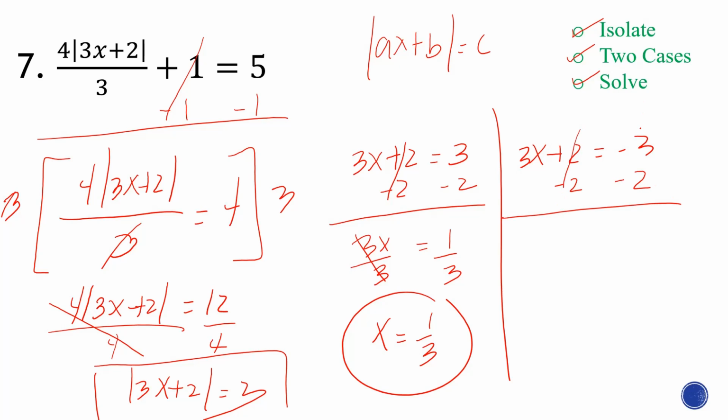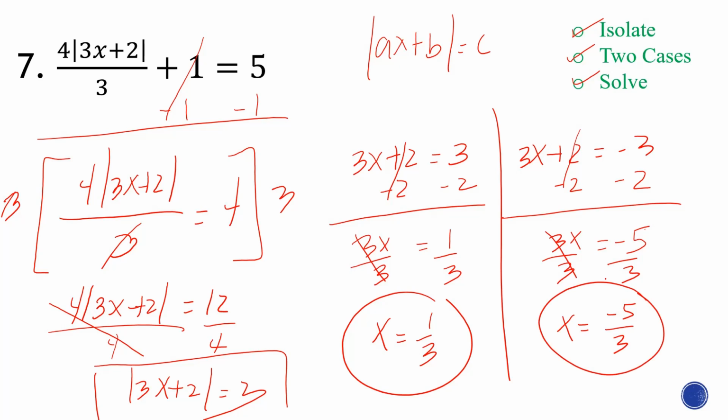Next, again, subtract 2 on both sides. They have the same signs. Negative 3 minus 2, we will consider 2 as negative. So it's the same as negative 3 plus negative 2, and that is negative 5. And then finally, divide by 3 on both sides, and that will give us negative 5 over 3. Okay, that's example number 7. Okay, let's go to the next one.